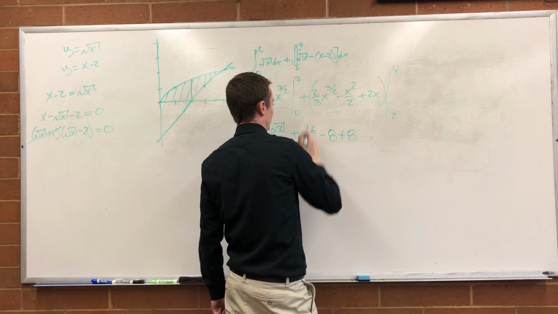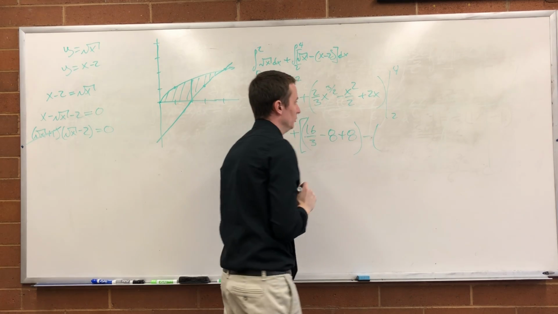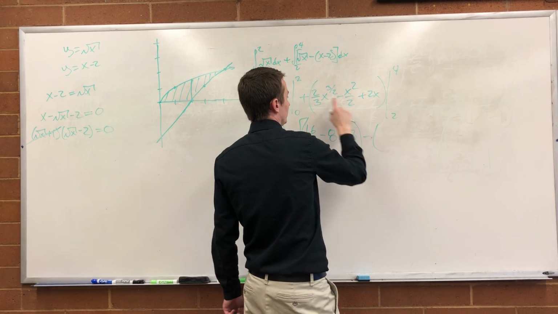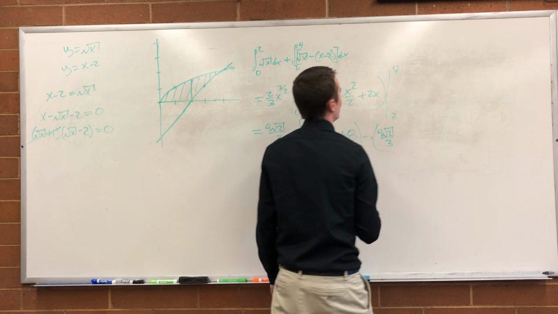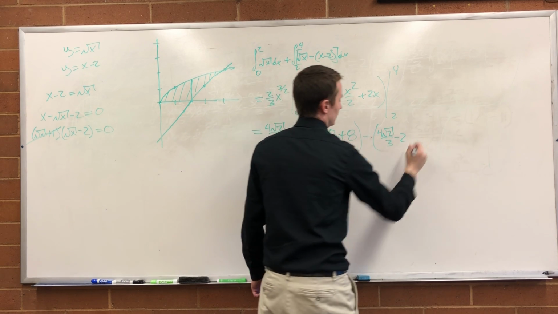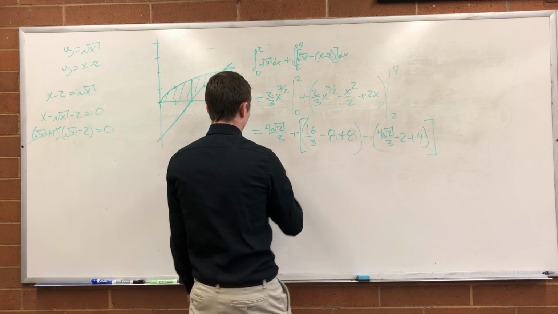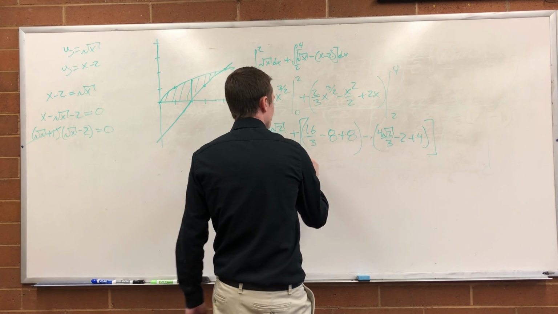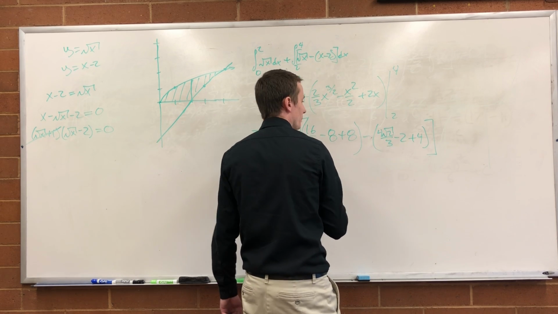Here, let me do square brackets here, and then we'll do round brackets. This was plugging into 4, and then minus what we get when we plug into 2. Don't forget. When we plug in 2 to that, what do we get? 4 root 2 over 3, minus 2, plus 4. So this is equal to 4 square root of 2 over 3 plus 16/3 minus 4 root 2 over 3.